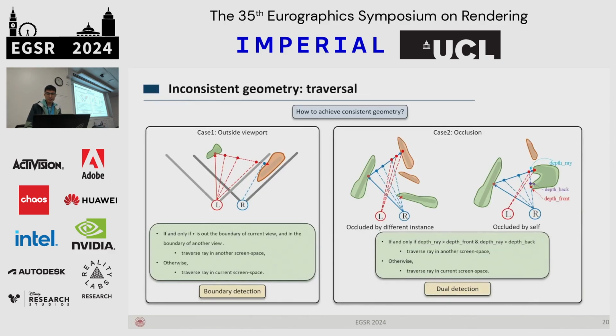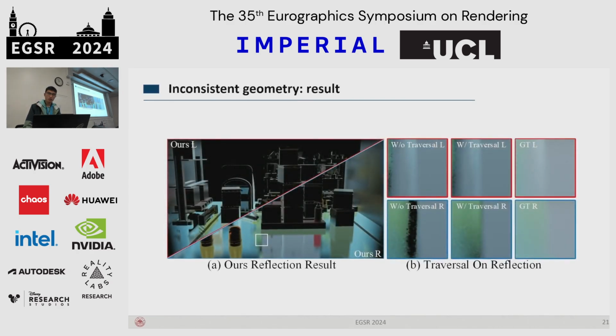With both boundary detection and dual detection, we achieve stereo-aware traversal while minimizing the additional overhead in traversal. We compared our result with those obtained without a traversal model. Our approach provides more accurate information and maintains better visual consistency.